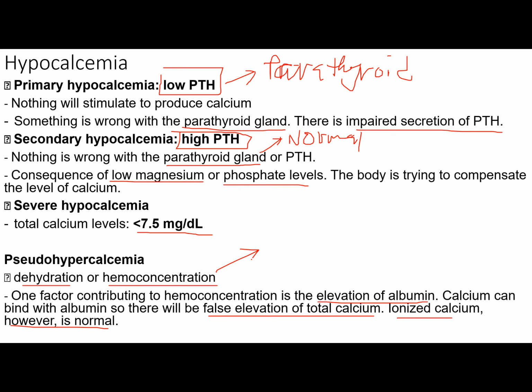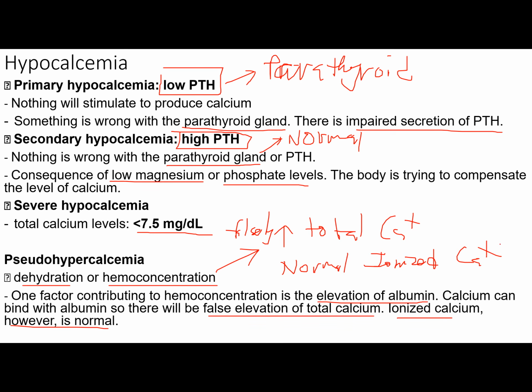So sa hemoconcentration class, you would be expecting to see a falsely increased total Ca and a normal ionized Ca. So yan yung magiging result niyan. So do take note of that.